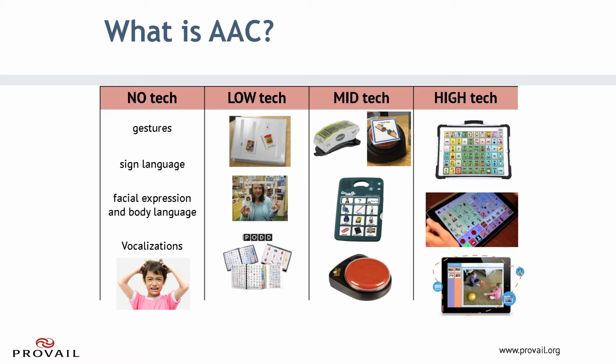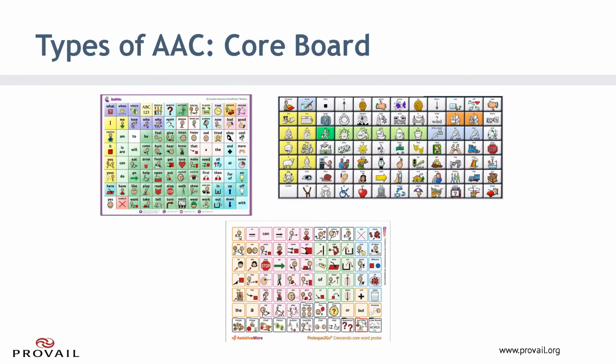And high-tech options involve some type of a computer system, iPad, tablet, or full computer with dynamic displays and multiple linked pages, capable of a wide range of communication options. A core board is a single-page communication tool. It has words and symbols that are commonly used and can be used to support communication by pointing to the word on the page.